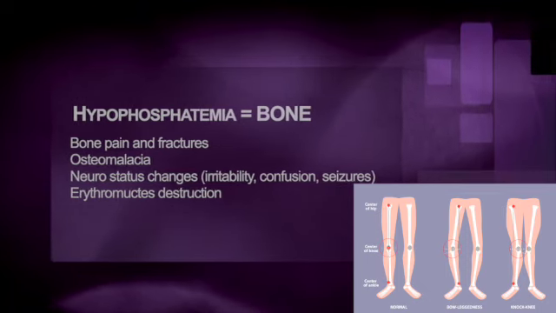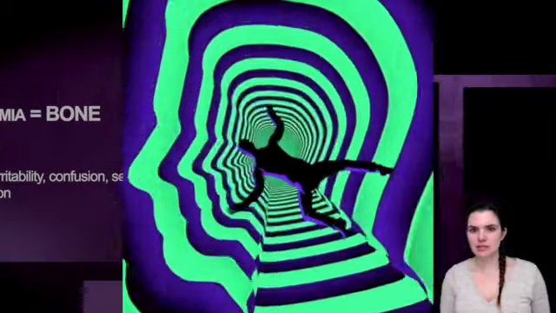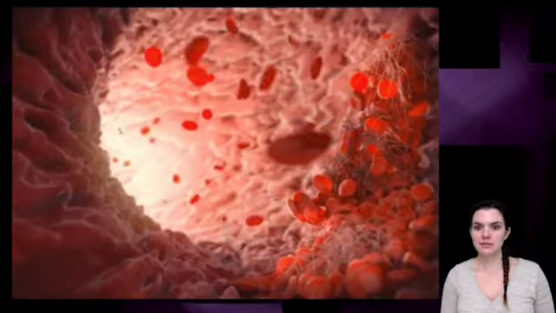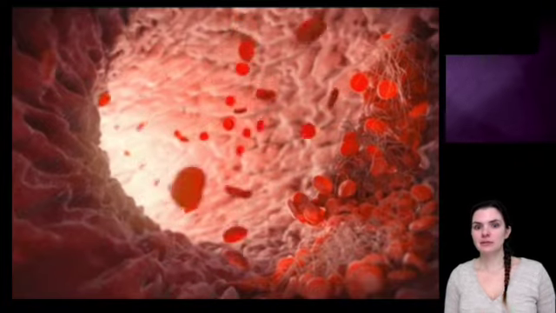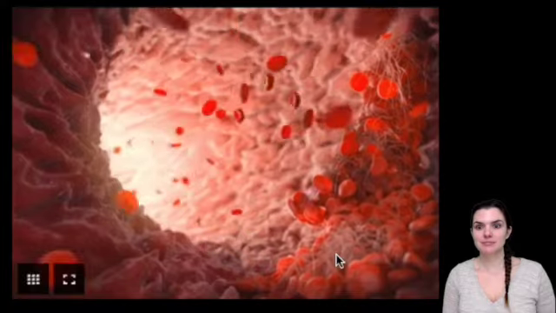N is for neurostatus changes. They can have irritability, confusion, and seizures. And then E is for erythrocyte destruction. Phosphates play a role with our red blood cells, which means we can have our red blood cells being destroyed, which then can lead to hemolytic anemia.